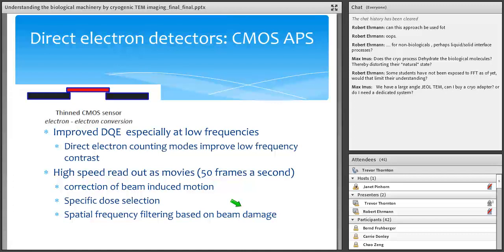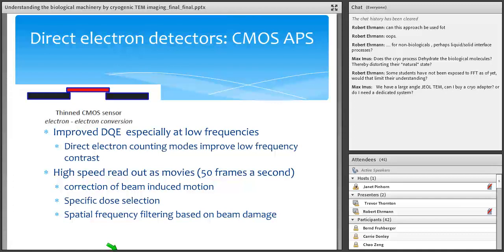The next thing is the high-speed readout. We get 50 frames a second usually on our microscopes, and what that allows us to do is to correct for that beam-induced motion. So we take each of those individual frames and align them to each other to restore the high-resolution information.